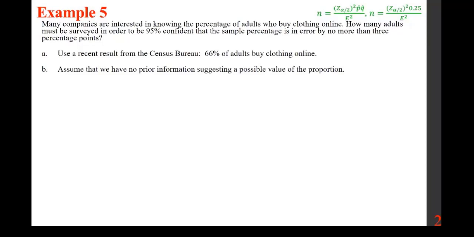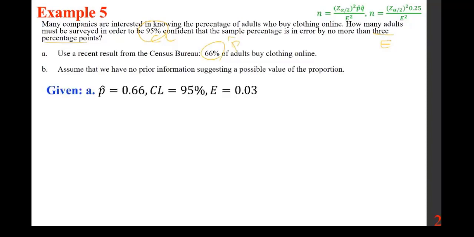Okay, so let's see what's given. Look at the top formula. We want to get to those, and as we go through this, let's see what's given. 95% confidence level, no more than 3 percentage points. That means E is 0.03. And for part A, p hat is given. There's really not much left. We just put it into a calculator.